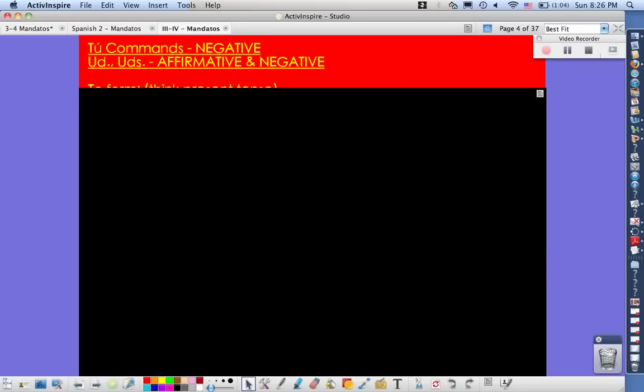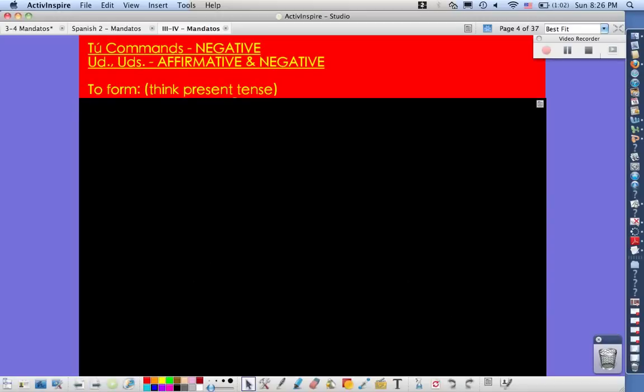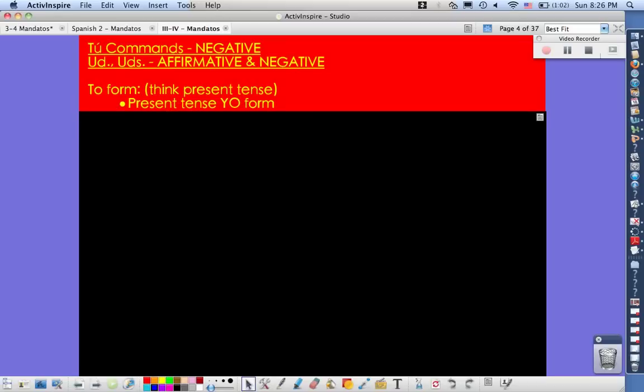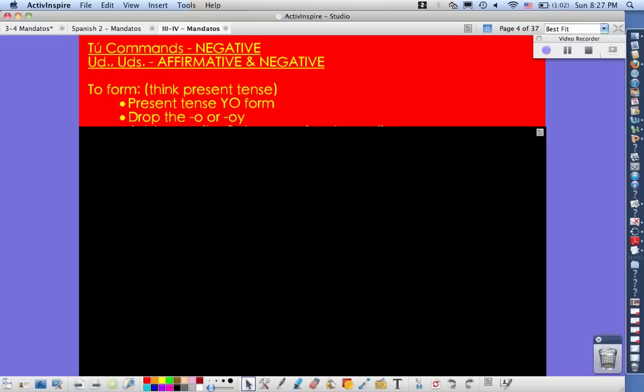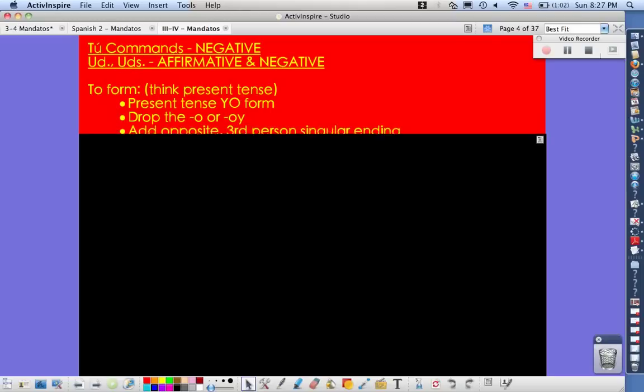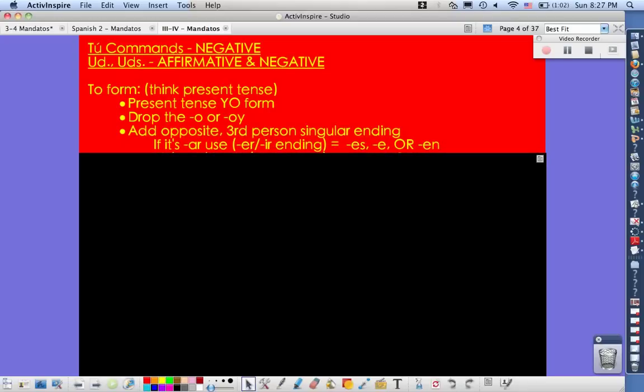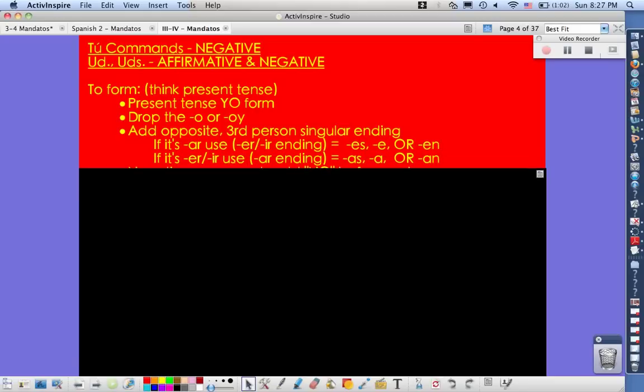Starting off, to form these, you need to get your mindset on present tense. That'll help you as you go through this process. You're going to start with the present tense yo form. Once you find your present tense yo form, drop the O, or in some cases, OY. Then you'll add the opposite third person singular ending. So opposite ending. If it's AR, you'll use your ER-IR ending. And if it's ER or IR, you'll use your AR ending. So in the tú form, you use ES for your AR verbs and AS for your ER-IR verbs.